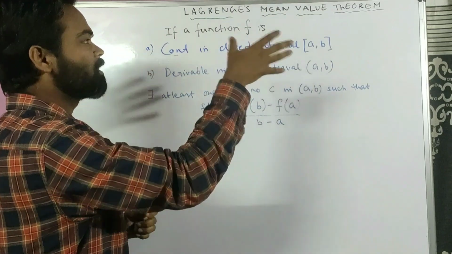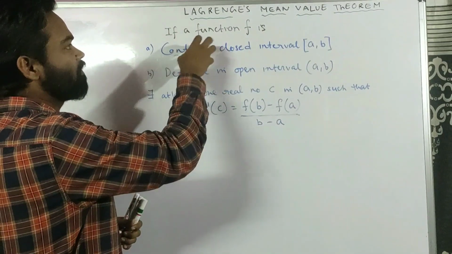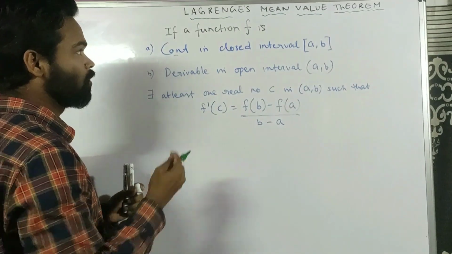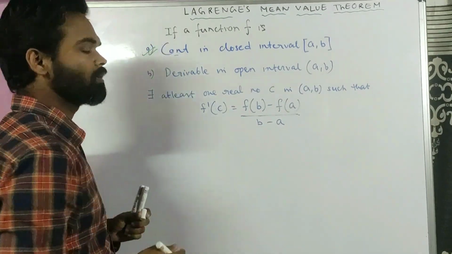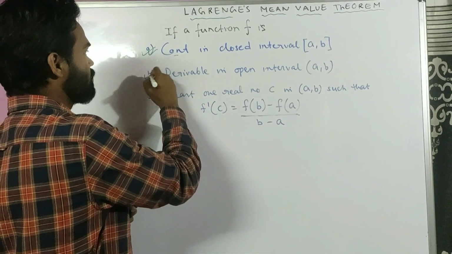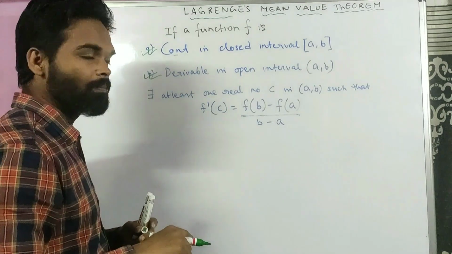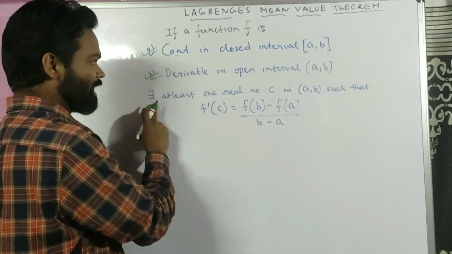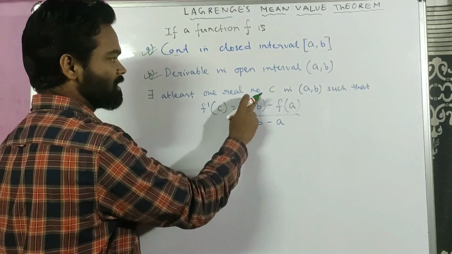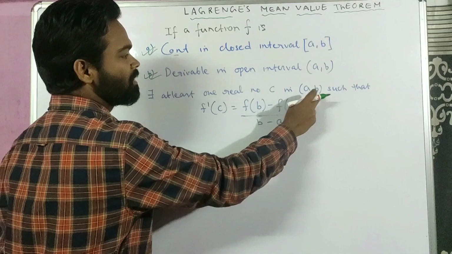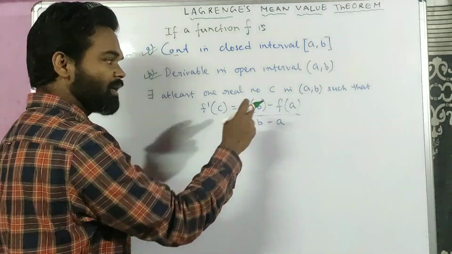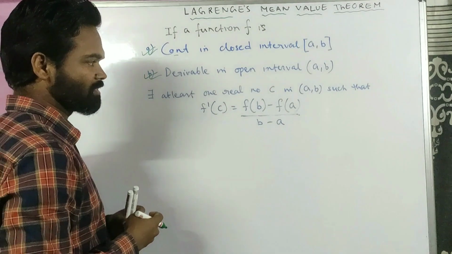Now Lagrange's mean value theorem states that if a function f is continuous in closed interval AB, okay, the first point. Second, is derivable in open interval AB, then there exists at least one real number C in open interval AB such that f dash C is equal to fb minus fa by b minus a.